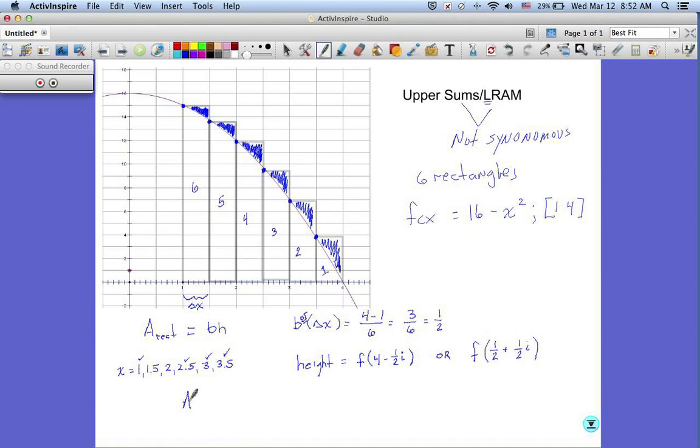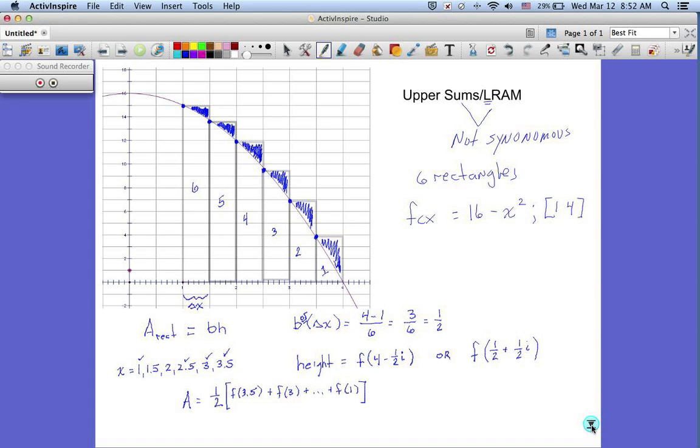So the overall area is 1/2 base times all of the heights. Okay, that would be the height of triangle 1, height of triangle 2, height of triangle 3. So in other words, height for triangle 1 is f of 3.5. Triangle 2 is f of 3. Dot, dot, dot, all the way down to the height of triangle 6 is f of 1. Okay, that's a little tedious.